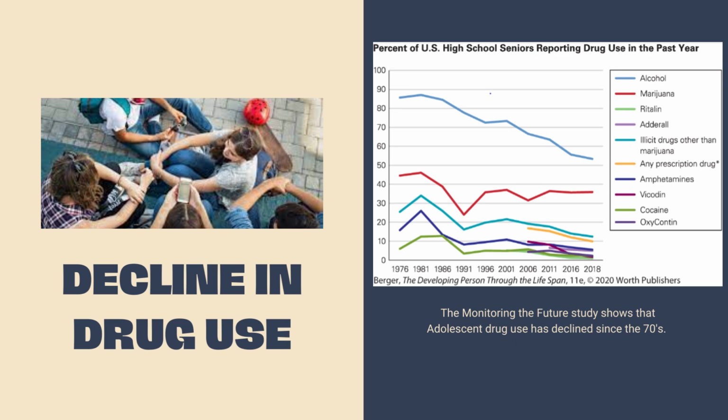However, the figure on the slide shows that the percentage of U.S. high school seniors reporting drug use has gone down significantly since the 70s. The figure also shows that something in society, not in the adolescent, makes drug use increase and decrease.